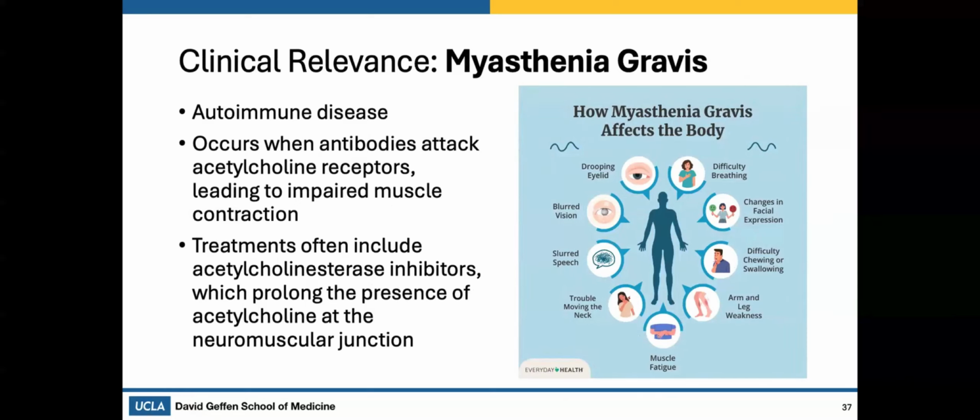Well, there is a condition known as myasthenia gravis, which is an autoimmune disease. And this occurs when antibodies attack the acetylcholine receptors, which leads to impaired muscle contraction. Treatments for this disease often involve acetylcholinesterase inhibitors, which prolong the presence of acetylcholine at the neuromuscular junction. So there are conditions that patients can have because certain antibodies attack those receptors. And that could lead to issues such as blurred vision, drooping eyelids, difficulty breathing, difficulty chewing or swallowing, weakness in the extremities, and muscle fatigue because those muscles aren't able to contract appropriately.